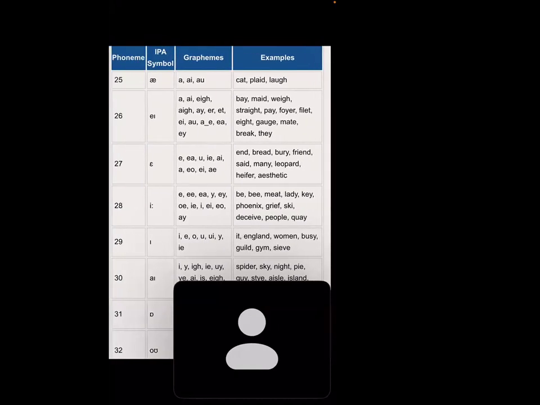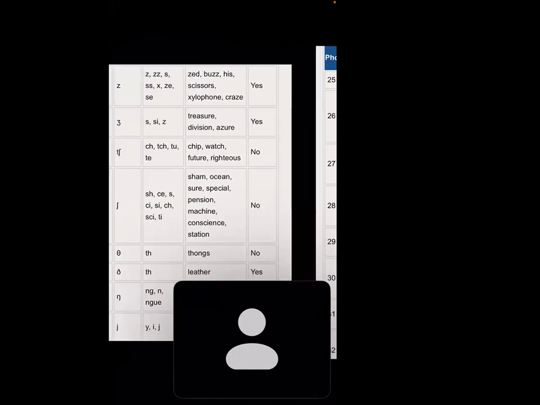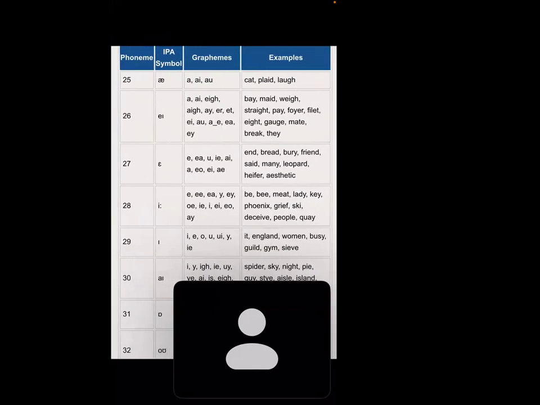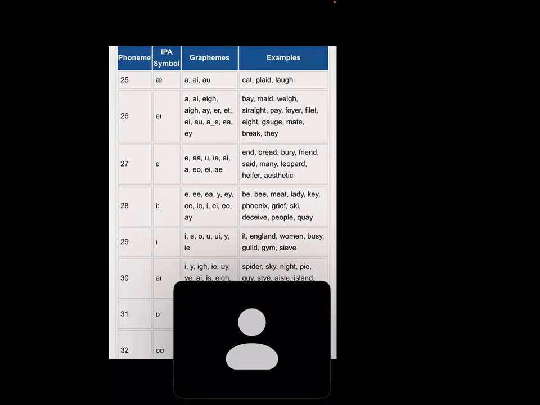All right, thank you. Now, number 25. We ended at number 24, which is for the consonants. 25 here, the most basic sound, is just ah. Can you try it? Good. So you have letters A, I, or AU. Cat.